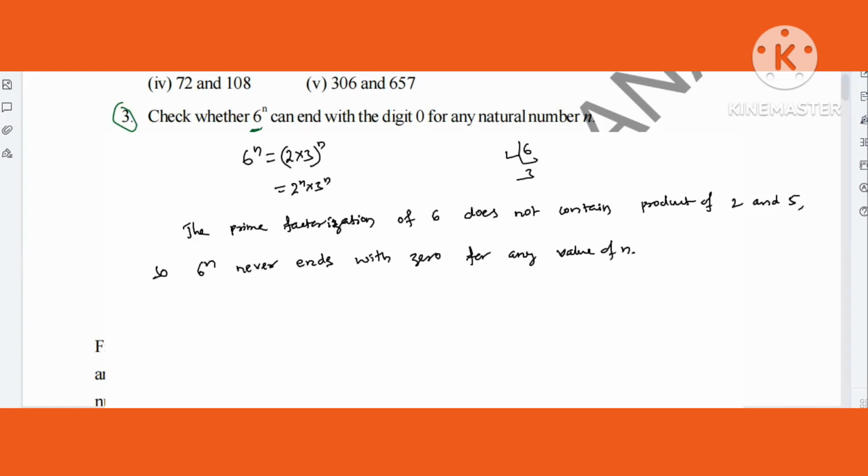Okay, so that is the process of writing. Here the question is check whether 6^n can end with 0 for any natural number n. In the prime factorization of 6^n, there is no pair of 2 and 5. That's why it never ends with 0. Okay, so that is the answer for this.